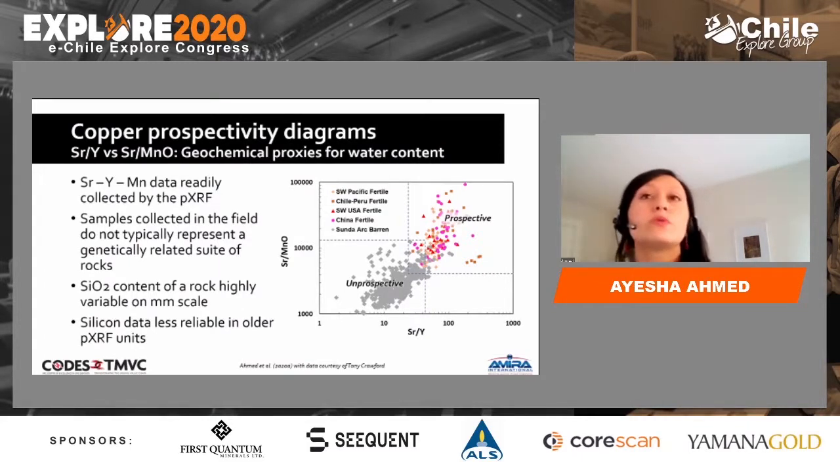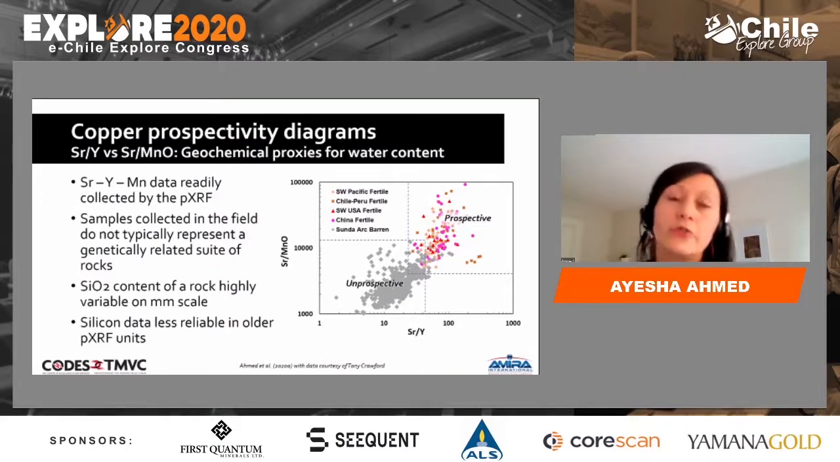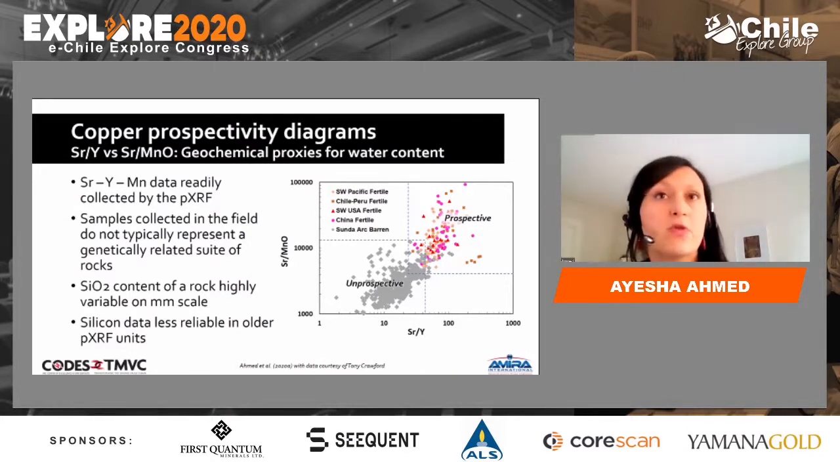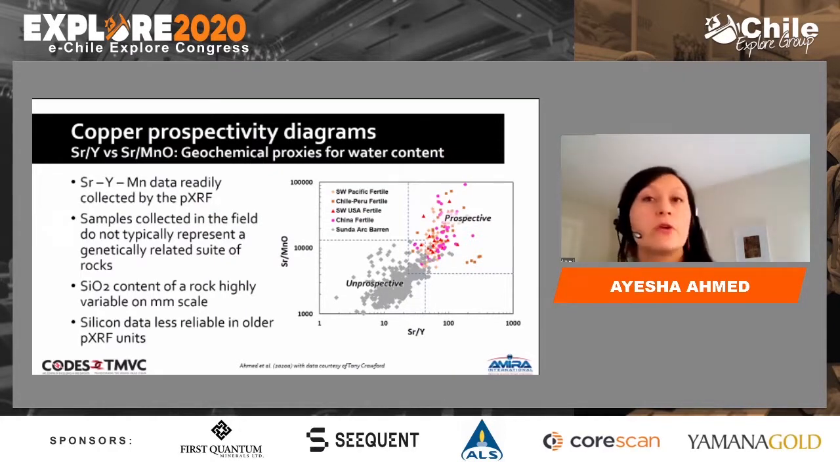So what we did was recombine the axes of the two fertility diagrams that I just showed into one diagram, strontium over yttrium versus strontium over manganese, losing silica. We got rid of silica for a few reasons here. So first, on both fertility diagrams, silica is used as a proxy for the degree of fractionation.